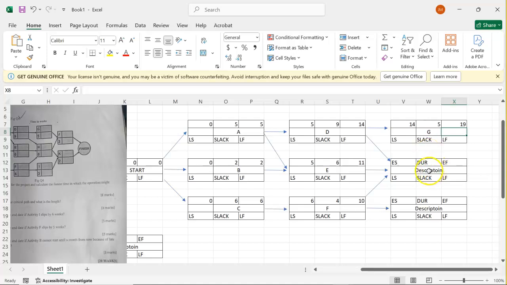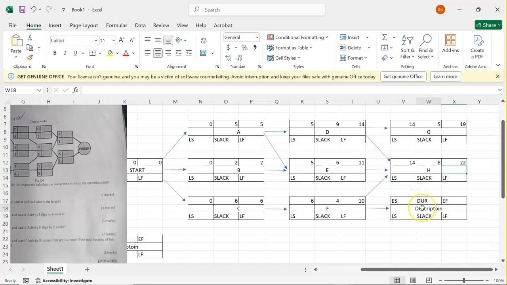Then the other project is H. So H starts when E, F, and D complete. So the highest is 14, so we pick 14 there. Duration, we have 8. Earliest finish, we add early start plus duration, which gives us 22 there.